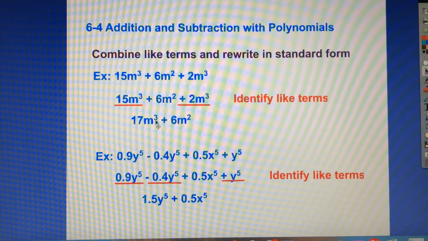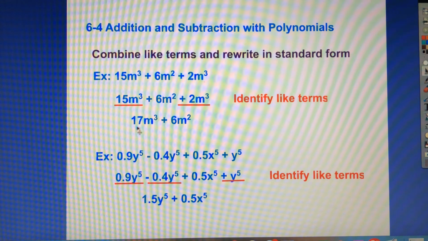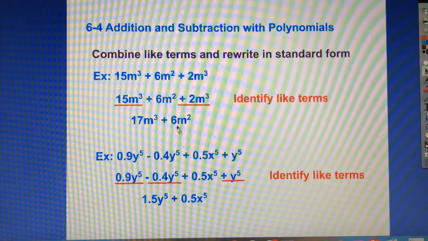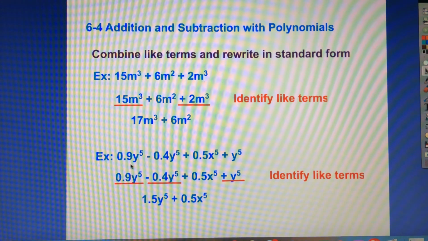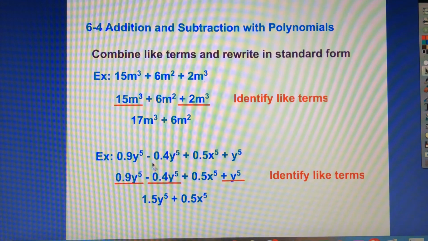I have a degree of 3, a degree of 2. I have a lead coefficient of 17. I have two terms in my polynomial. Let's look at this one. Don't be frightened when you see all these numbers on the screen. Let's just take one line at a time.